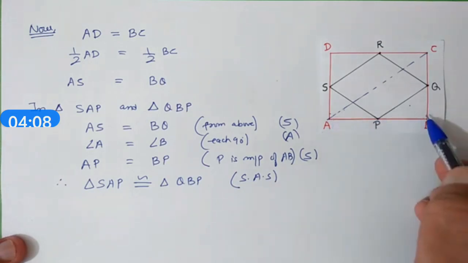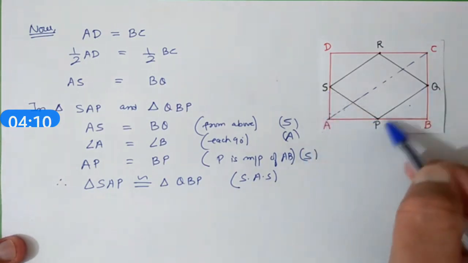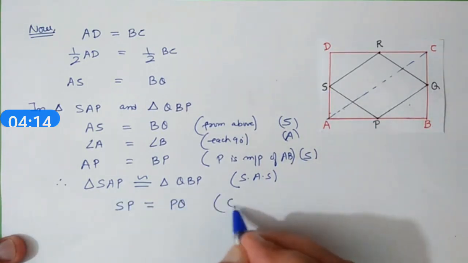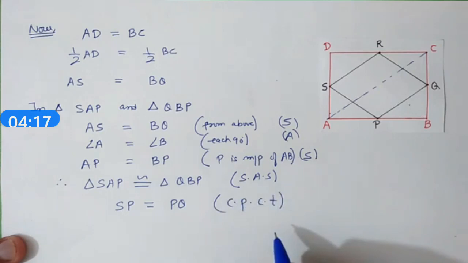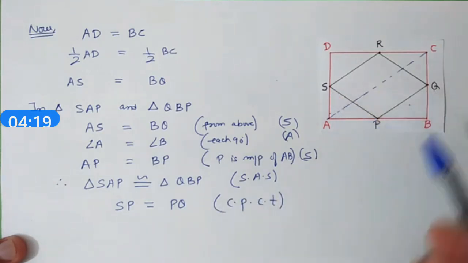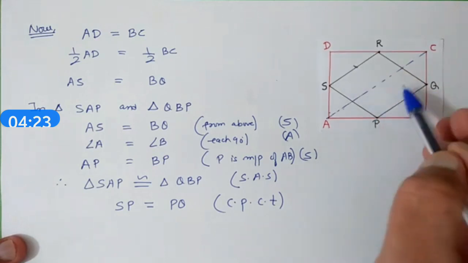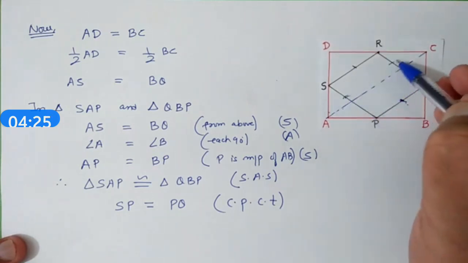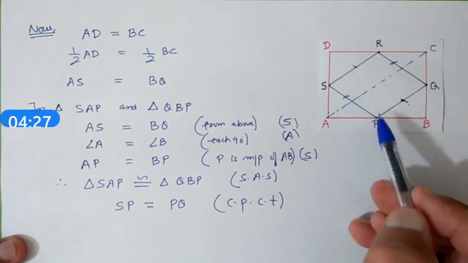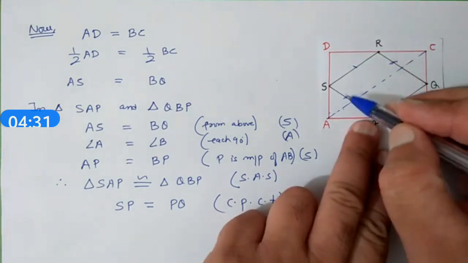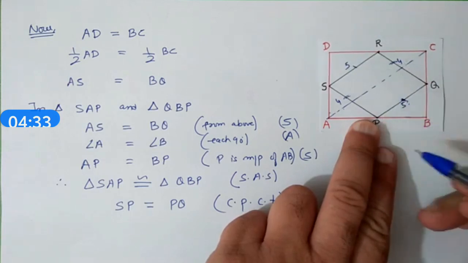Now you can see SP equals PQ by CPCT, corresponding parts of congruent triangles. If SP equals PQ, that means all four sides will be equal, because PQ is equal to what? SR, and SP is equal to RQ. So this implies all sides are equal. So it will convert into a rhombus.